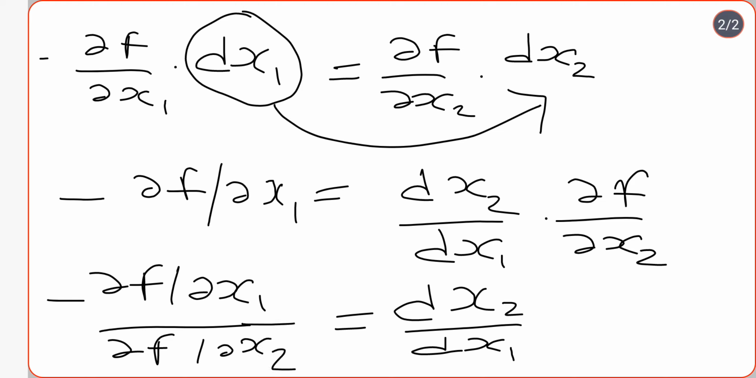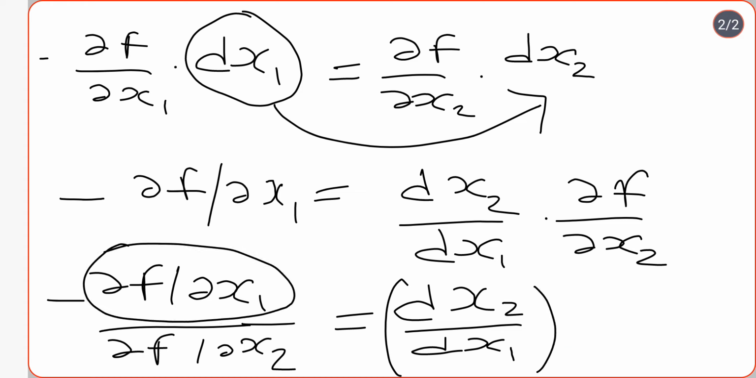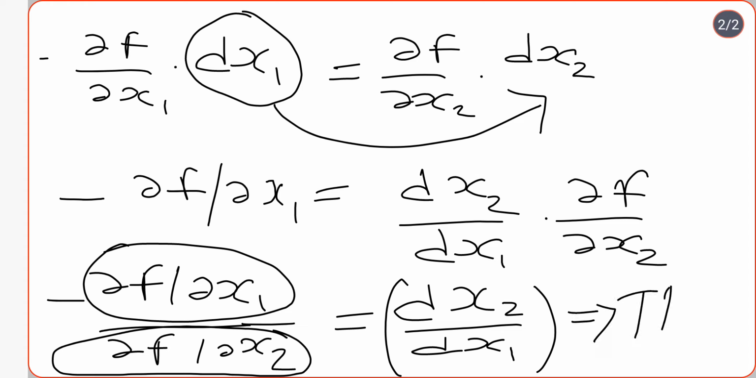Now this is basically the marginal rate of technical substitution or technical rate of substitution. So what can we write? This is the technical rate of substitution. Now what is this portion called? This portion is called the marginal productivity of x1. This portion is called the marginal productivity of x2, and this is called the technical rate of substitution or TRS.